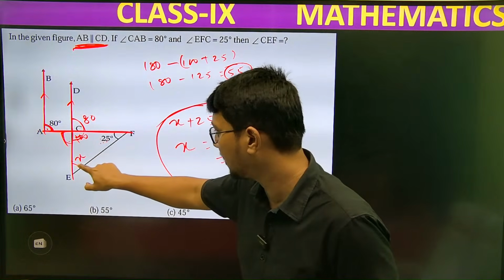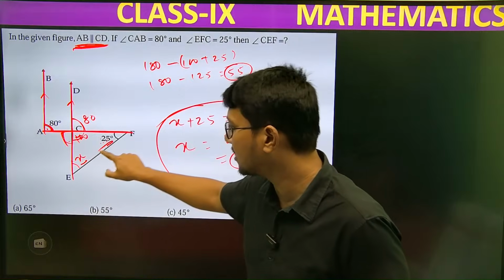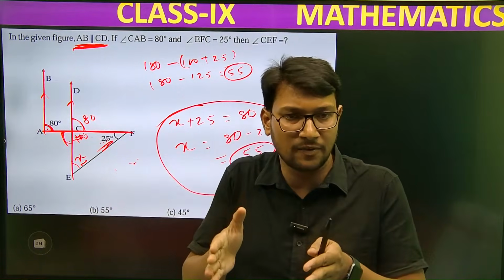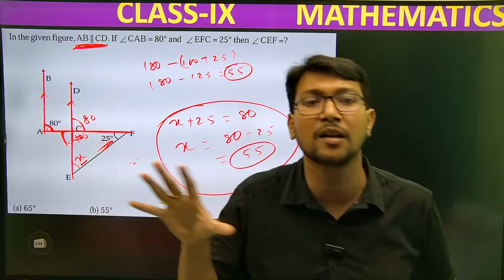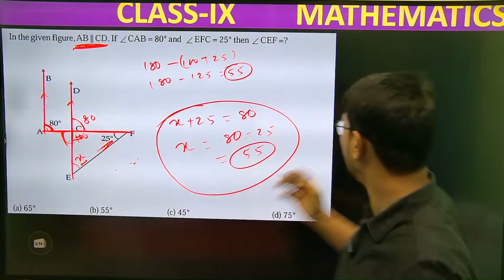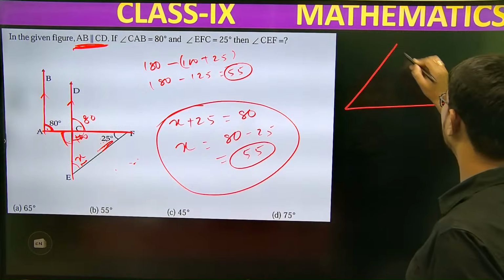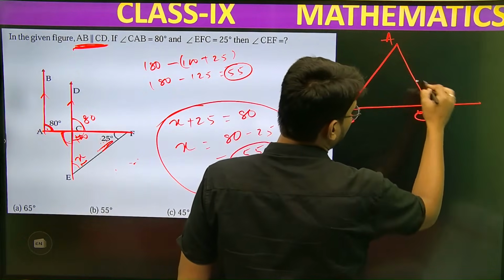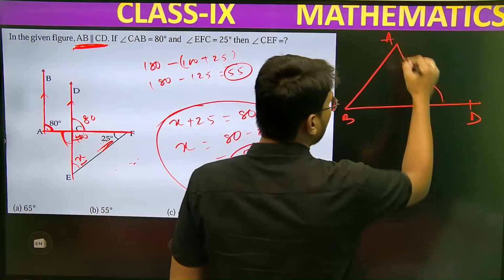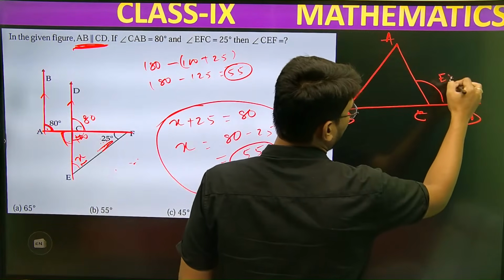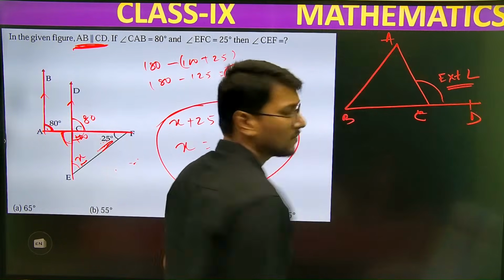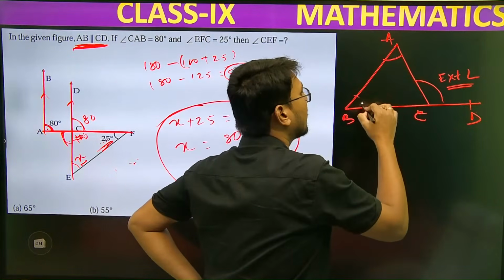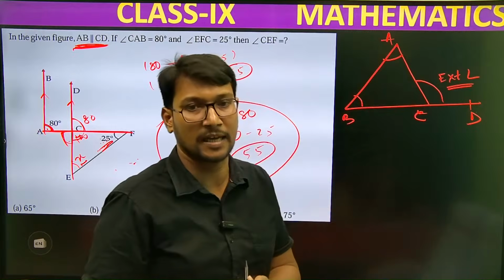Exterior angle property. So x plus 25 is the exterior angle. The exterior angle of a triangle is equal to the sum of the interior opposite angles. Means if this is a triangle A, B, C, then this point is D. ACD is the exterior angle. What is ACD? Exterior angle. The exterior angle equals the sum of the two interior opposite angles.